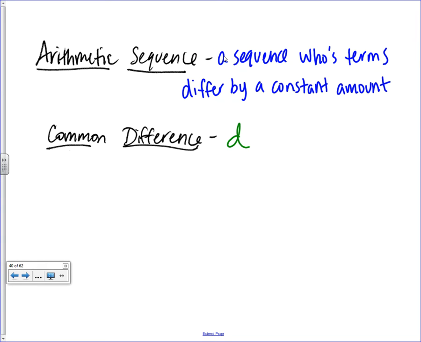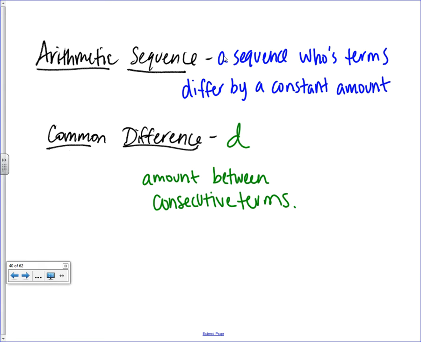This is the amount between consecutive terms. So what happened from one term to the other? Did it go up? Did it go down? And by how much? Notice you see the word difference in there. So the best way you can do this is subtract them to see what happened.